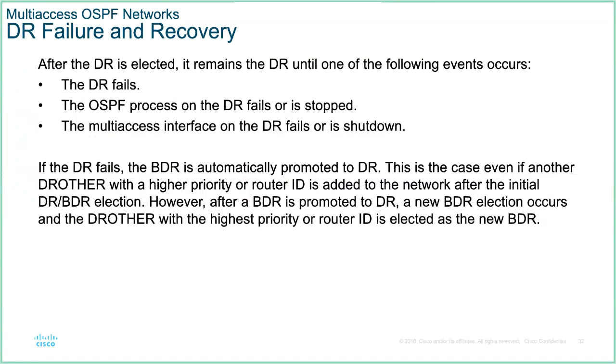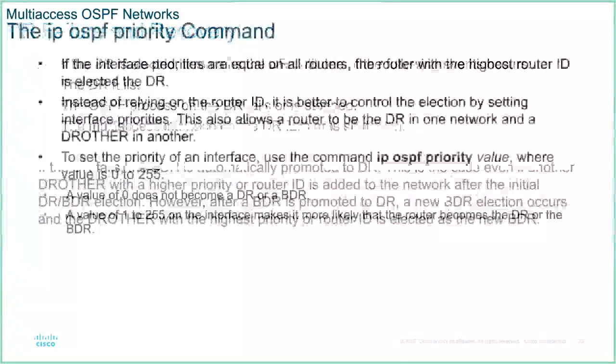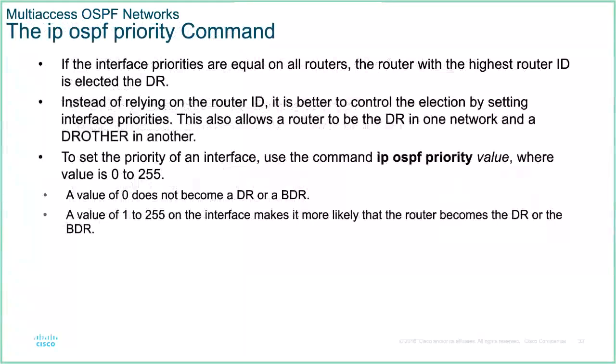Now, once that original DR rectifies itself and comes back online, it doesn't take over the role of DR. It just becomes another device. Alright? It's just done. So priorities will affect who's elected. If they are all at the default and equal on all the devices, the router ID will determine who's elected.